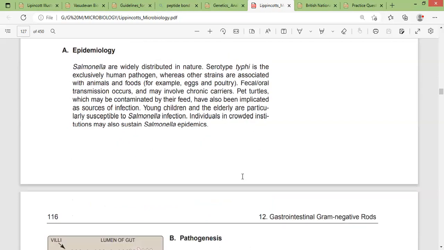Something unique about Salmonella is that we can get it from interaction with poultry and eggs. That's a source of transmission. If you're told in the history that this person works closely with chicken, with poultry, and eats a lot of eggs, you'll be thinking along the lines of Salmonella, but fecal oral transmission can also occur.